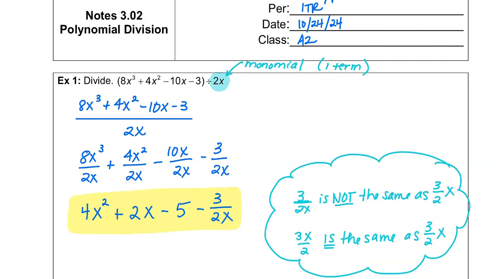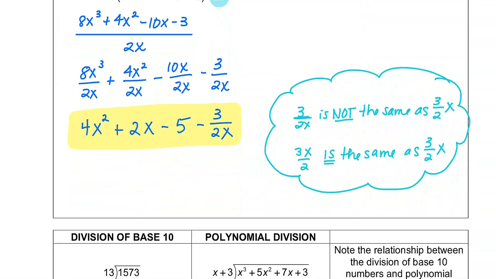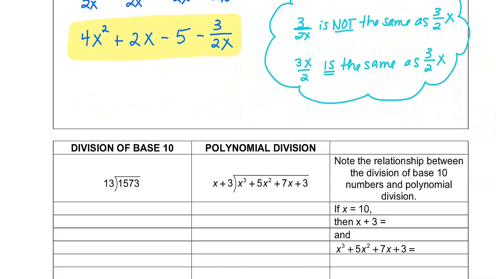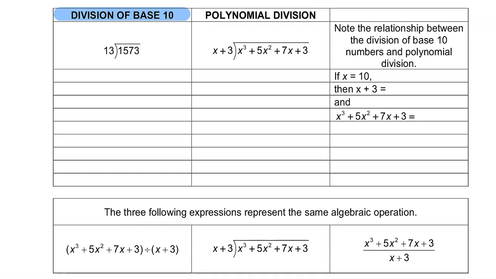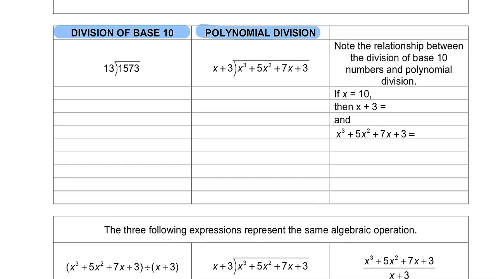Okay, so when you're dividing by a monomial, it's easier to turn the division into a fraction, and then you can break the fraction into parts and then reduce the parts. Clear? Okay. Well, let's come down here, and I want to review elementary school division, division of a base 10 number. And then I want to show you how to do it with a polynomial. I have a polynomial right here next door. And then I just want to show you how cool it is.